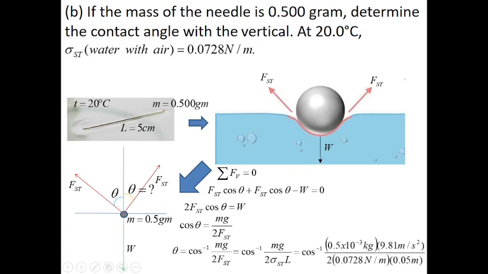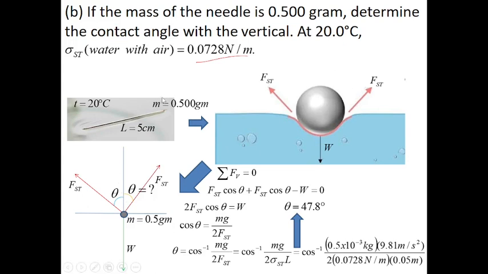So, this is 0.5 gram. The 0.5 gram is 0.5 times 10 to the negative 3 kilogram. Then g is 9.81 meter per second squared. Sigma ST, given already, is 0.0728 Newton per meter. Length is 5 centimeters. With that, our answer is 47.8 degrees. Okay? So, that is 47.8 degrees, this angle.